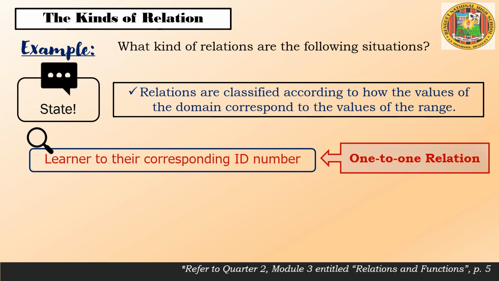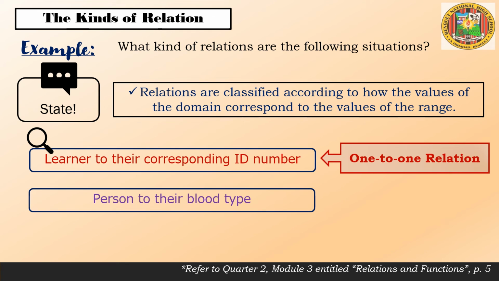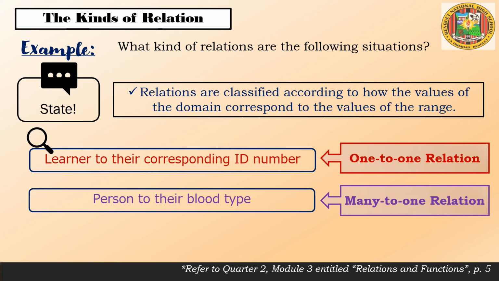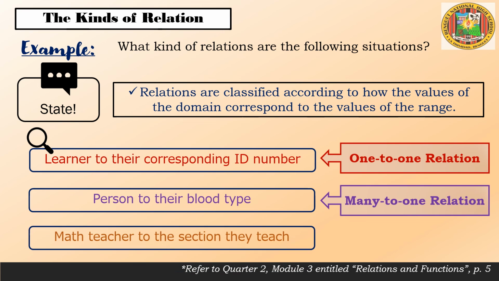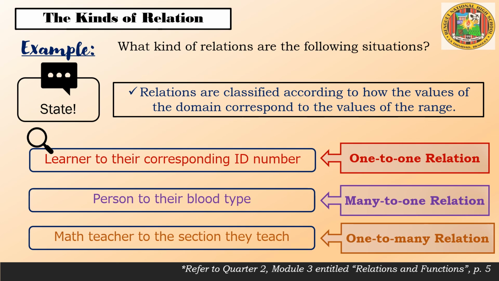In the second relation, more than one value of the domain corresponds to one value of the range. This relation is a many-to-one relation. In the third relation, each value of the domain corresponds to more than one value of the range. This relation is a one-to-many relation.